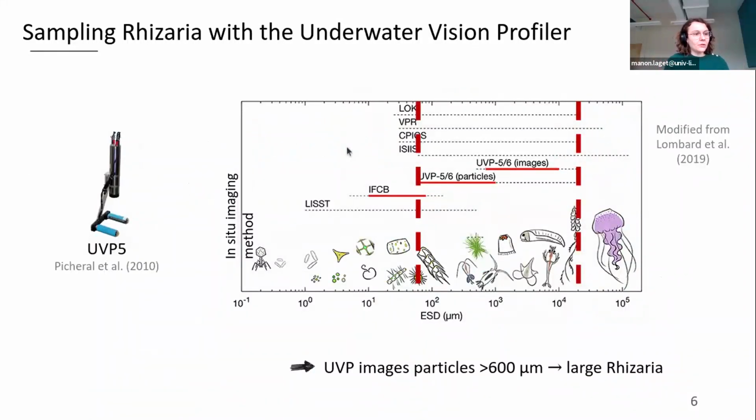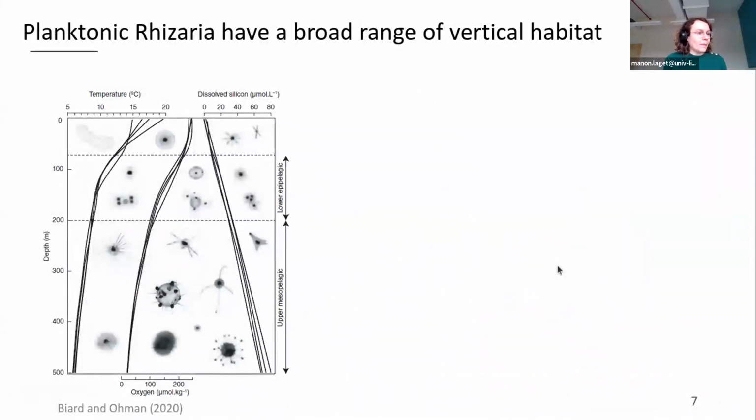By contrast, you can sample Rhizaria using in situ imaging instruments. Here you have the size spectrum of various in situ imaging instruments. In particular, to sample Rhizaria, we can use the UVP, which can get images of particles above 600 micrometers. So we can get images of large Rhizaria with this instrument. Using the UVP, we could know with more accuracy the vertical distribution and the drivers of planktonic Rhizaria.